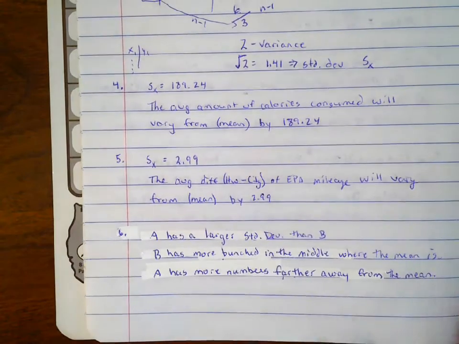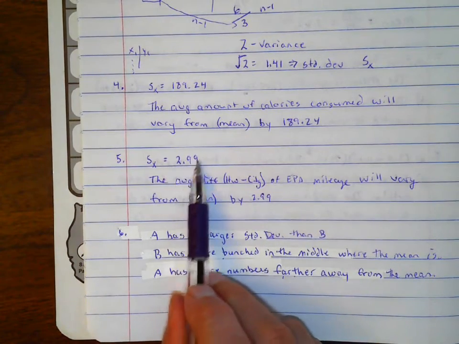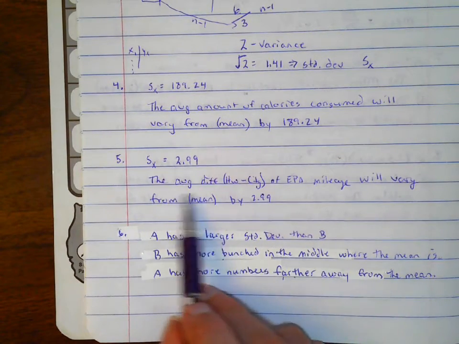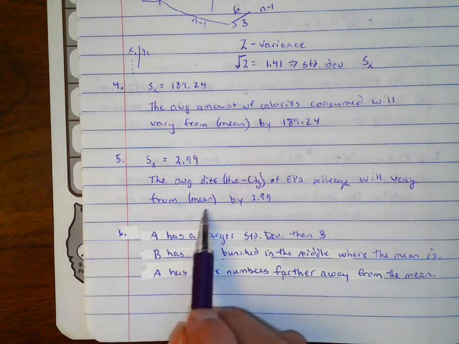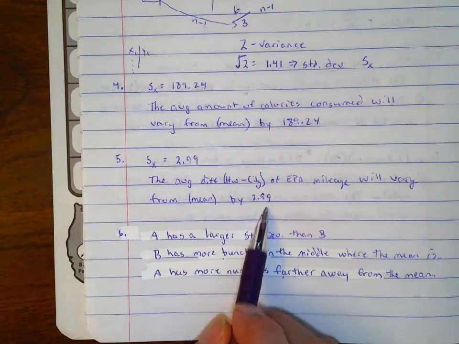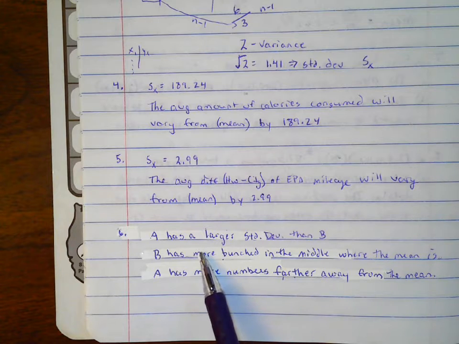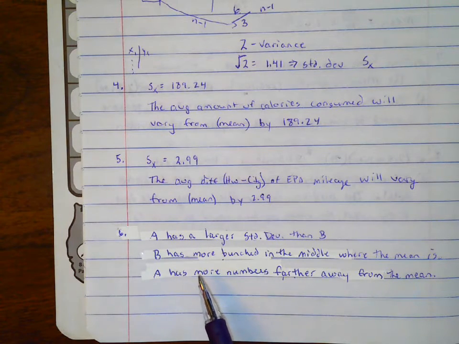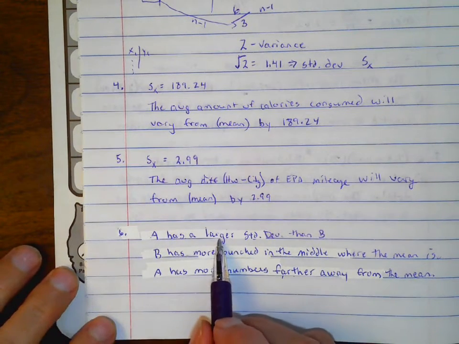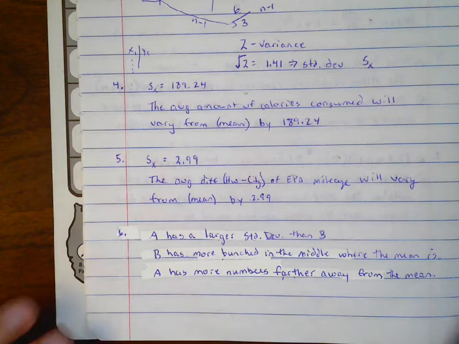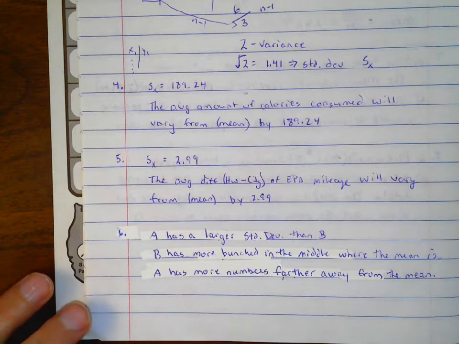Number 5, same idea. Use Desmos to find your standard deviation. The average difference, highway minus city, of EPA mileage will vary from the mean by about 2.99. Okay, number 6 and 7 are asking you to compare them. So remember that standard deviation measures how spread out it is. So in A, it is more spread out, and B has more bunched right in the middle.